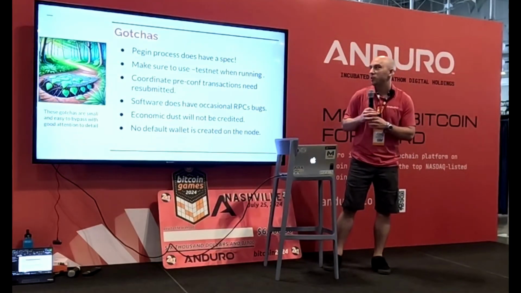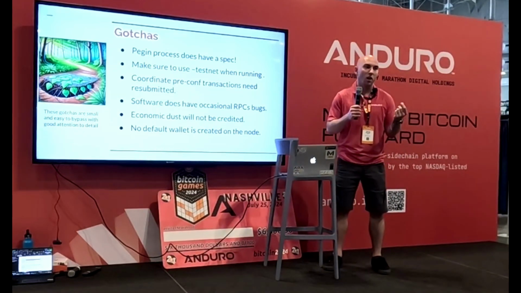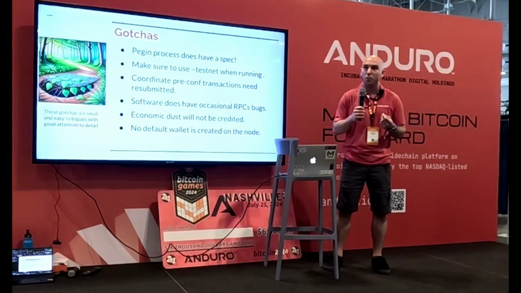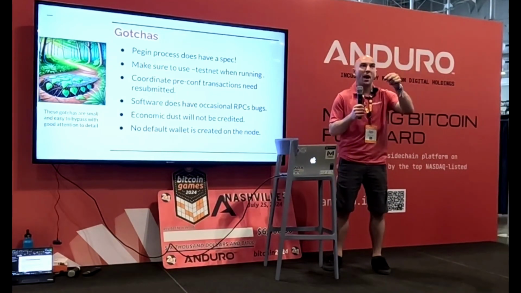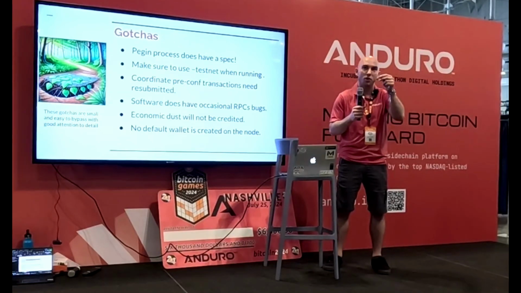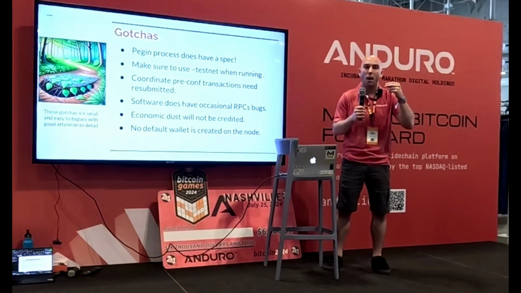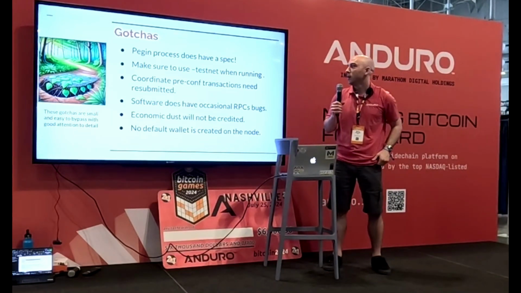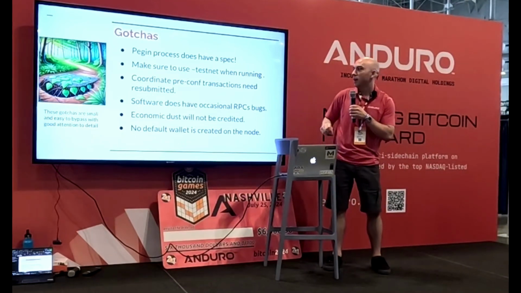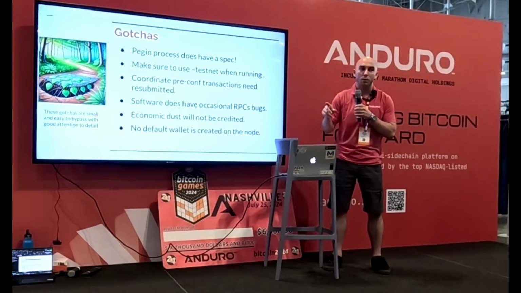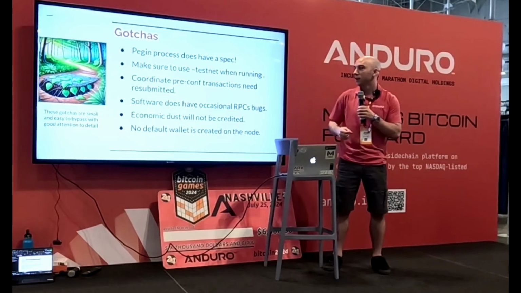Okay, gotchas, which are small little pitfalls. The peg-in process does have a spec. If you try to do multiple OP_RETURNs or multiple outputs, like pegging into the peg-in address with 2 outputs going to the same address, it won't credit all of them. It credits the first output and the first OP_RETURN. That is it, nothing else. When you run Coordinate specifically, use -testnet. Pre-conf transactions need to be resubmitted after the next block comes through if yours did not get accepted.